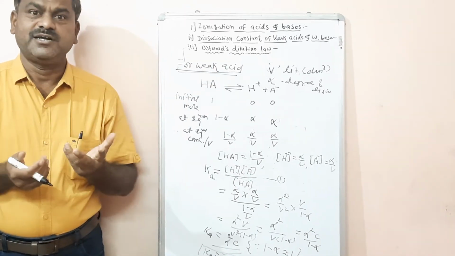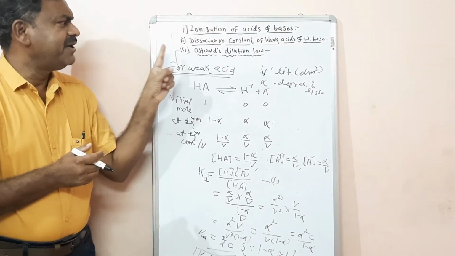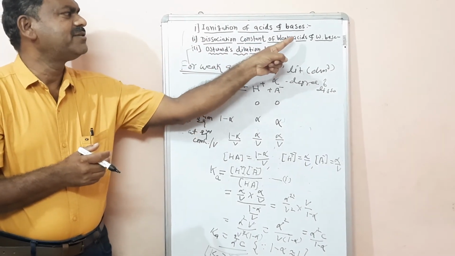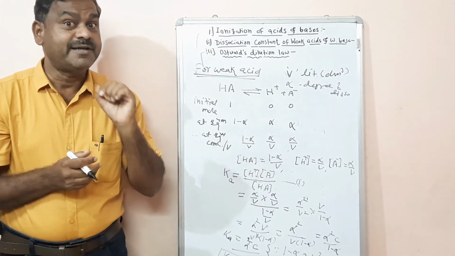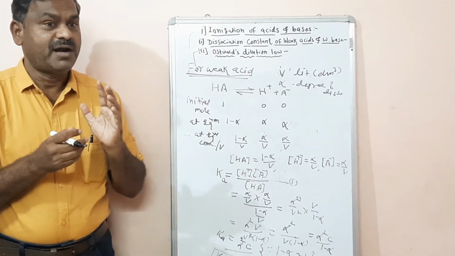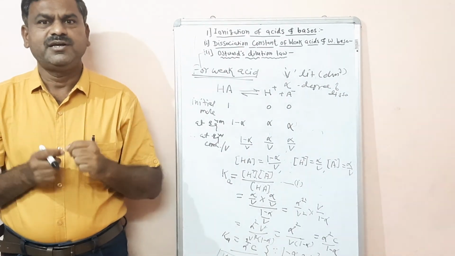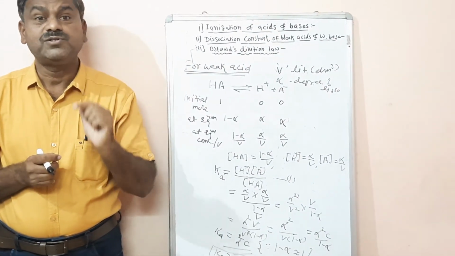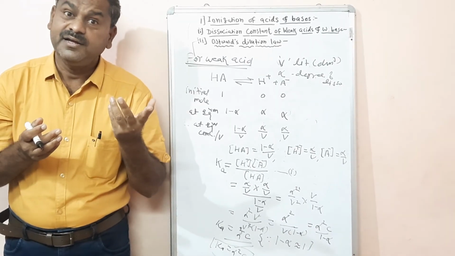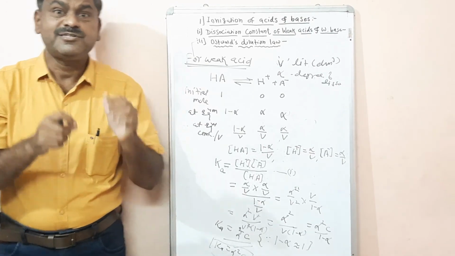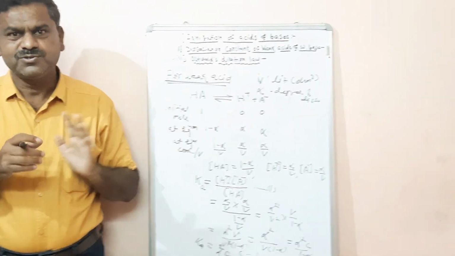In this lecture we covered three points: ionization of acids and bases, dissociation of strong acid and weak base, then Ostwald dilution law for weak acid. Understood? Next lecture we will see the Ostwald dilution law for weak base and numericals on this Ostwald dilution law. Okay, students.